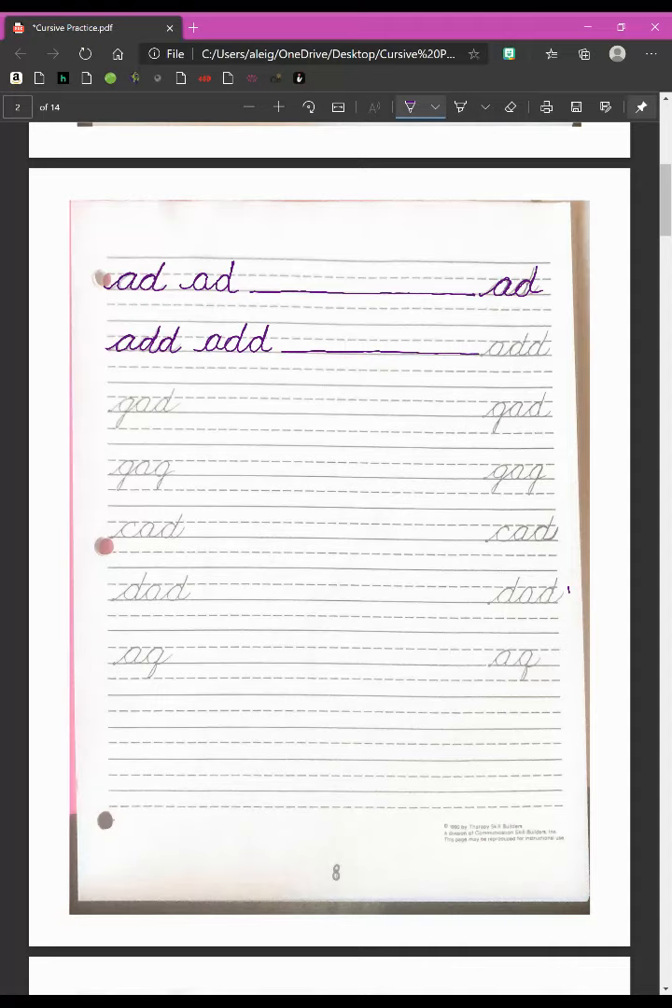The word gad. Start at the baseline, curve around, normal G, give him a tail in the basement, make a normal A, D, and a tail. Make sure you just go into the basement with that tail. Don't lift your pencil. Normal A, D, and then a tail. Again, all the way down. Trace it at the end.